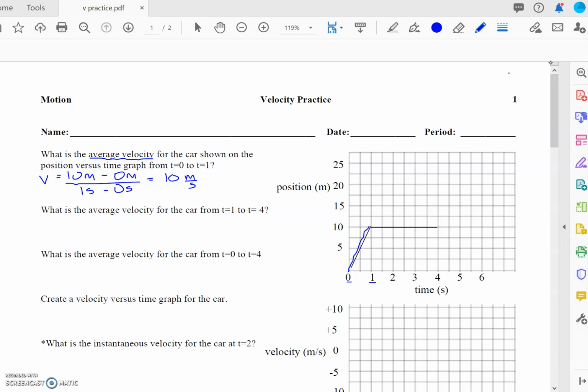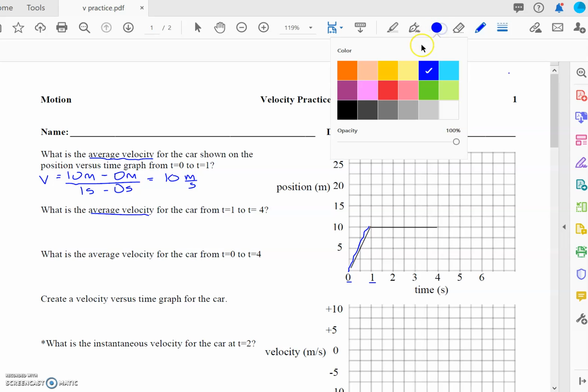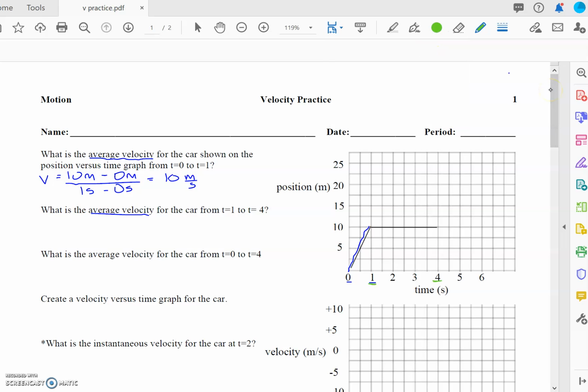All right, so the next question's the exact same thing. What is the average velocity from 1 to 4 seconds? I'm actually going to change colors here. We'll go to the green. From 1 to 4 seconds is this segment here. So I'm going to calculate the slope. Well, you may already know by looking at the graph that this segment, a horizontal line, has a slope of 0. Well, if we do the calculation, you'll see why.